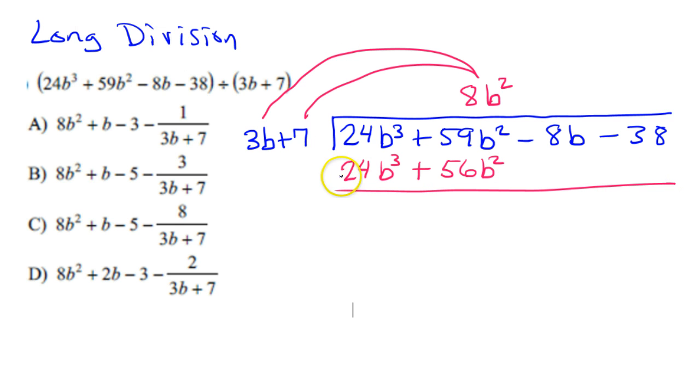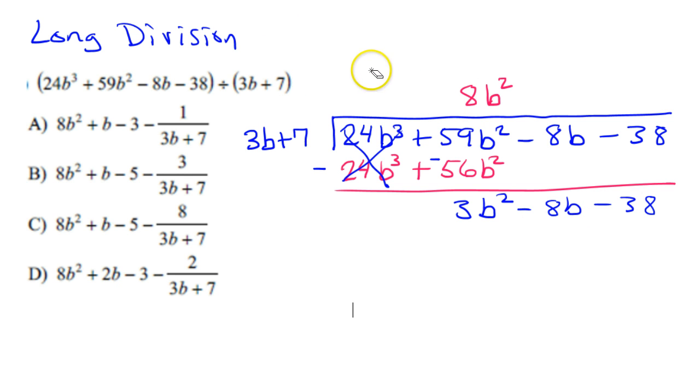Alright, then you subtract by changing the signs. So both of these will become negative. Now these cancel out. So I have 59 minus 56. So that is 3b squared. And I'm just going to bring these other two down because I'm combining like terms, but these have nothing to combine with.